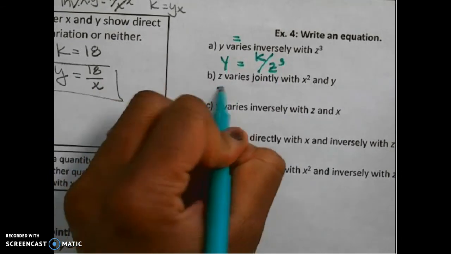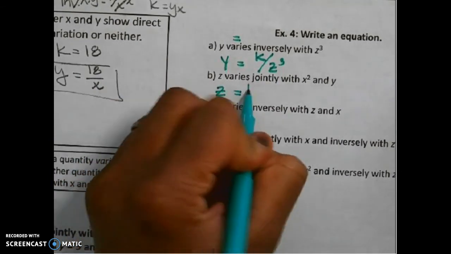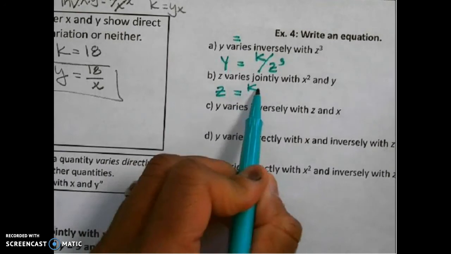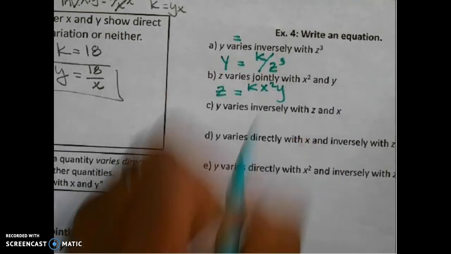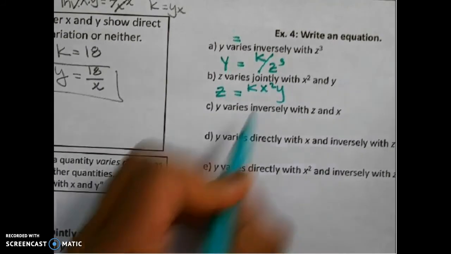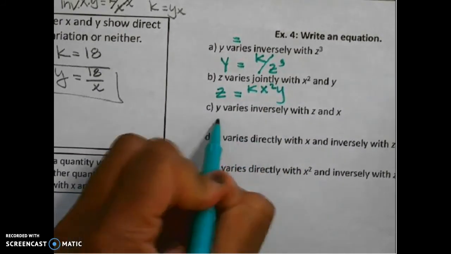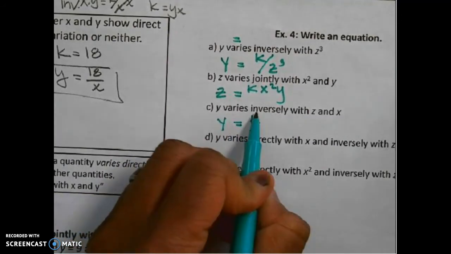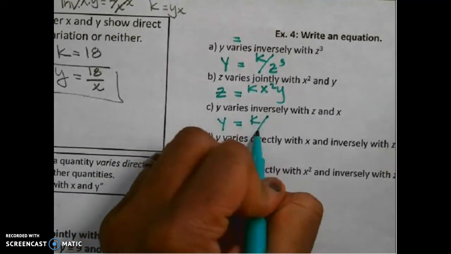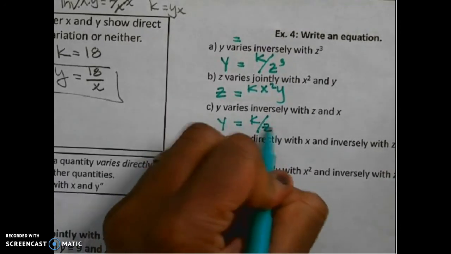So the next one, z varies. Now it says jointly. So that's just going to be x squared and y. I was anticipating a fraction, that's why it looks like that. Y varies inversely. That means divided by z and x.